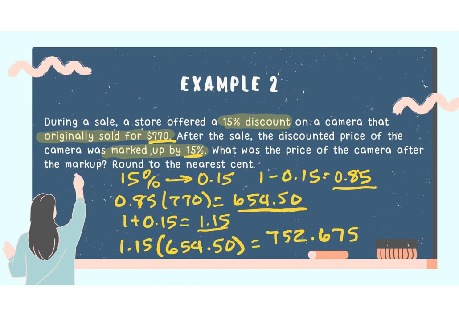So I need 2 digits after the decimal place. So I've got 6 and 7. Those are staying there. And I look at the 5. Now, I know that anything 5 or above means I'm going to round up. So my grand total after the markup will be $752.68. You are now ready to go take a look at Delta Math and look at the spicy questions.